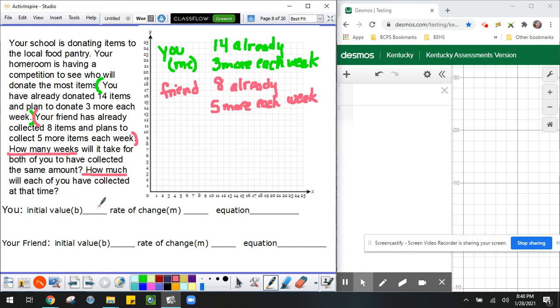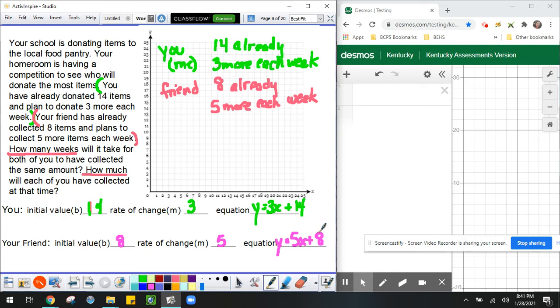Thinking again, the initial value for me is 14. And my rate of change is that I'm going to get 3 more per week. So the equation for that is 3x plus 14. The friend has 8 already. They're going to donate 5 per week. And the equation for the friend is 5x plus 8.